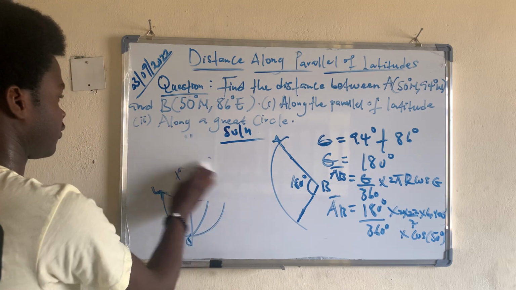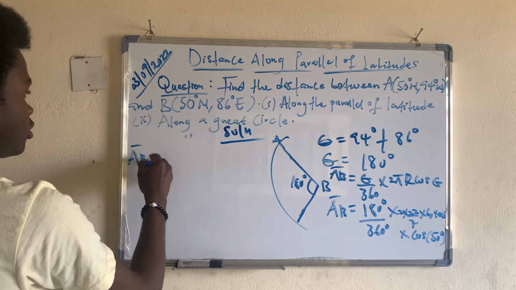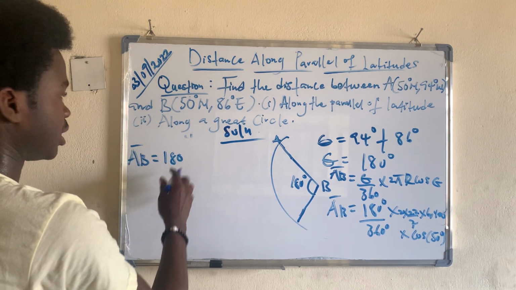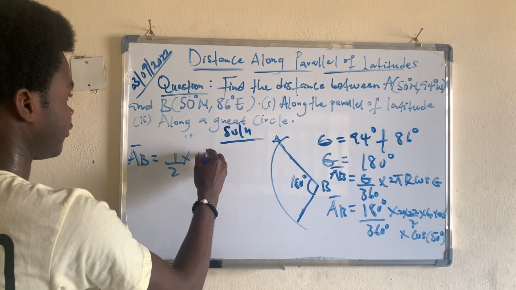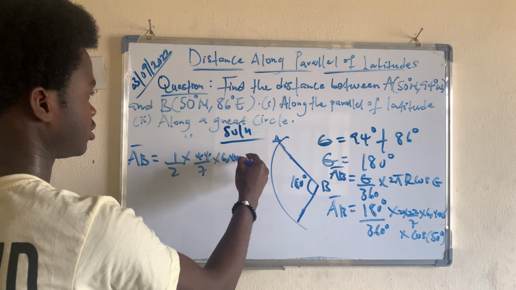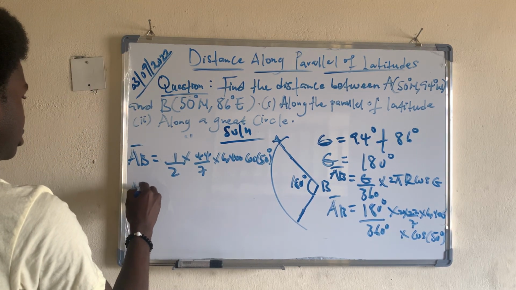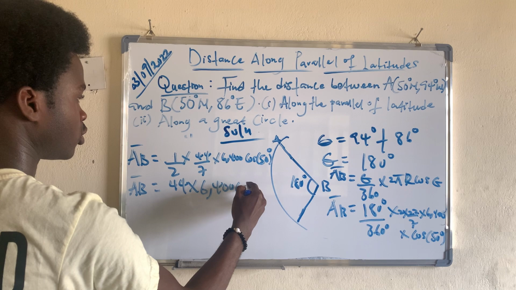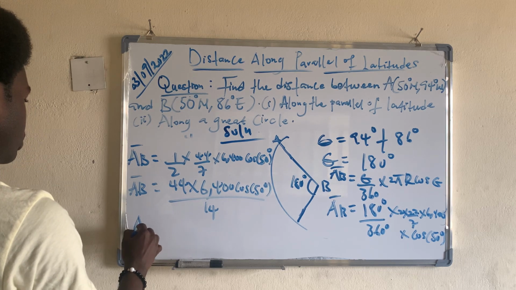I have to rub this off. So I have AB is equal to 180 over 360, that's simply the same thing as 1/2 by 44/7 by 6,400 cos 50-degree. So this is the same thing as AB equals 44 by 6,400 cos 50-degree all over 14.